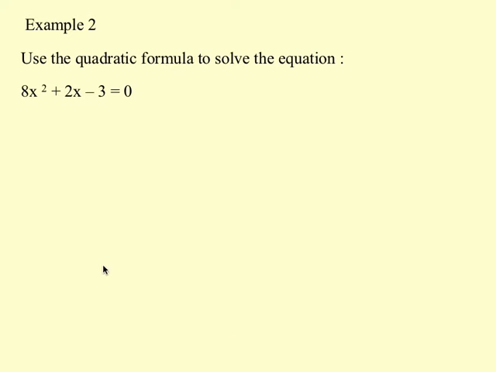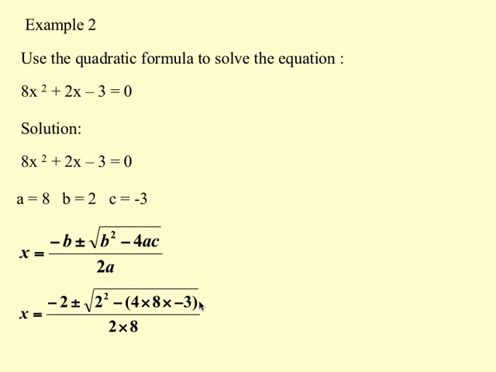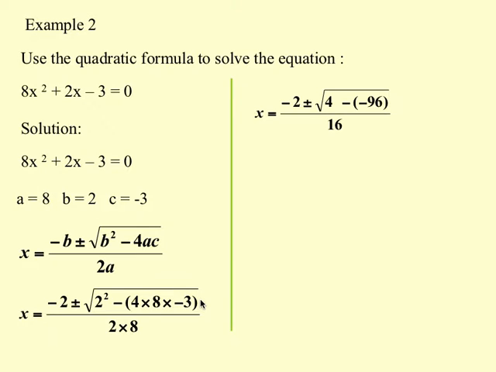Okay, slightly harder one. This one, it's a bit hard to factorize, so I better put it in the formula. a equals 8, b equals 2, c equals negative 3. That's what people always get wrong, negative 3. You put that in the formula, and you get down to this stage. But again, the formula has ax squared plus bx plus c, so if there's a minus there, you have to make that a minus there.